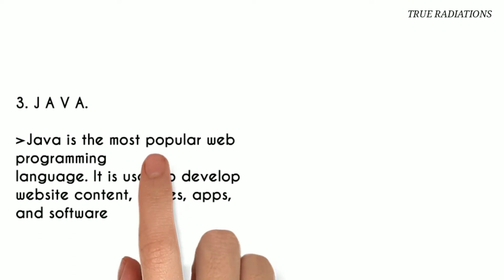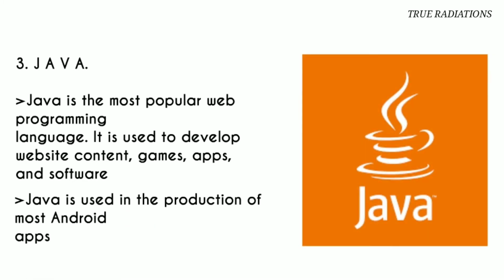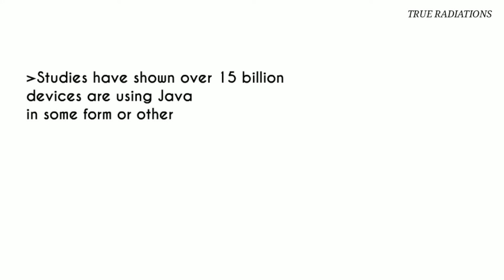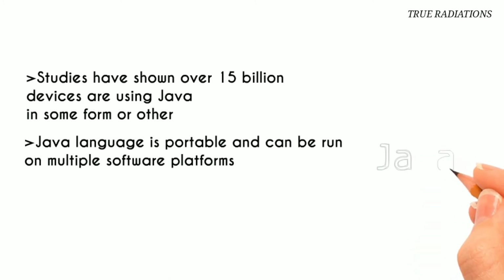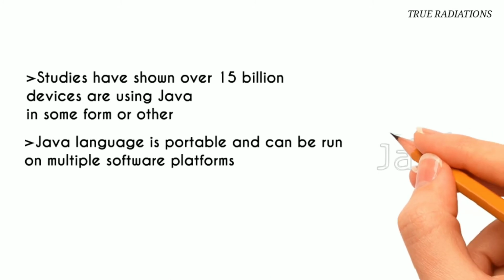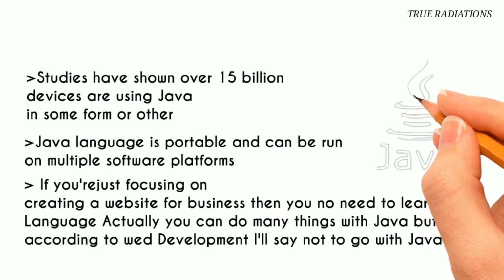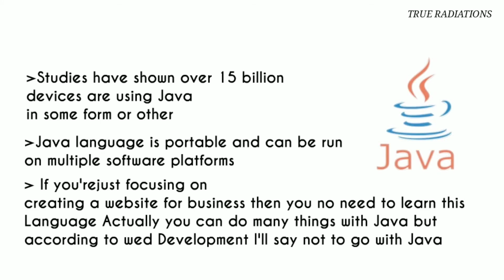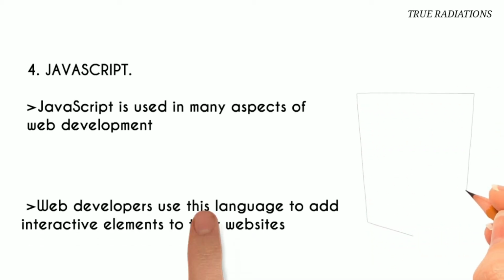Number 3. Java. Java is the most popular web programming language. It is used to develop website content, games, apps, and software. Java is used in the production of most Android apps. Studies have shown over 15 billion devices are using Java in some form or other. Java is portable and can be run on multiple software platforms. If you're just focusing on creating a website for business, then you don't need to learn this language. Actually, you can do many things with Java, but, according to web development, I'll say not to go with Java.